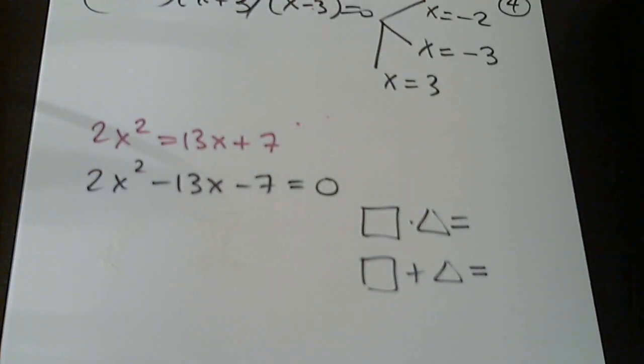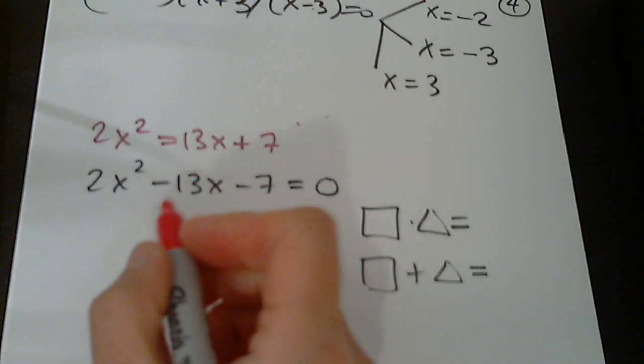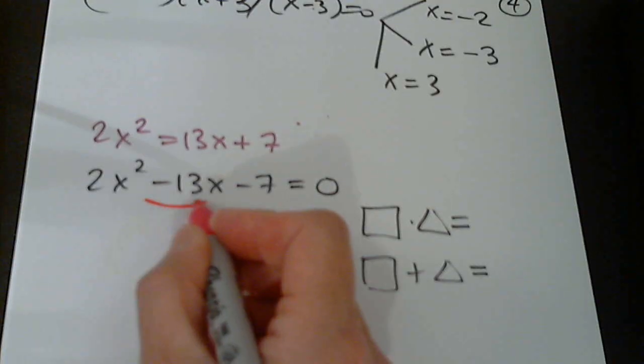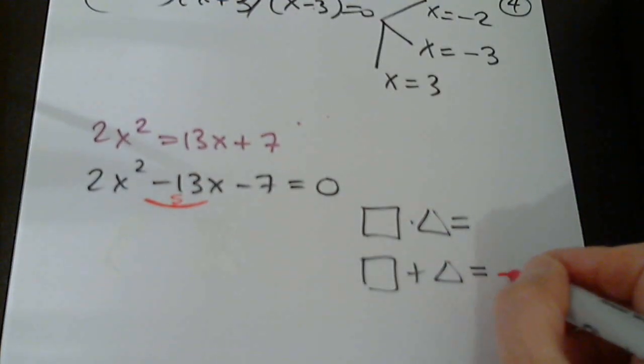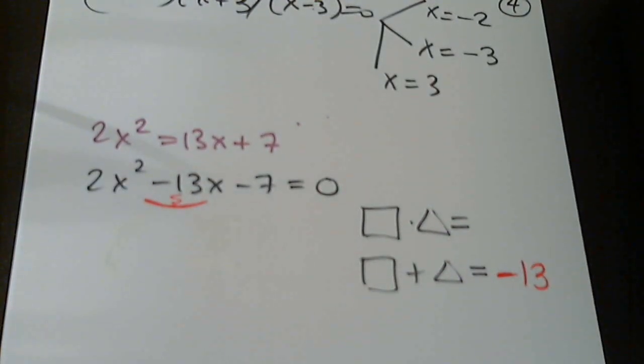Can anyone tell us what is the product? Okay, what about the sum? What is the sum? The sum is negative 13. Exactly. There is never a change about the sum. What about the product? Negative 7.